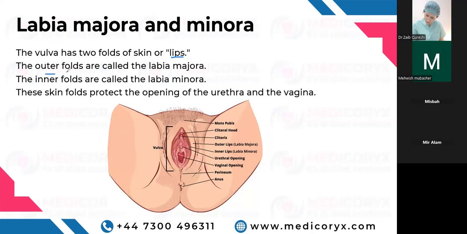So the outer fold is called labia majora. It's the bigger one, this one. Okay. And the inner lips are called labia minora. Why are they made this way? They are protecting the openings of the urethra and the vagina. Okay. This is the function of this structure. Very easy if you revise this way. Very easy topic.